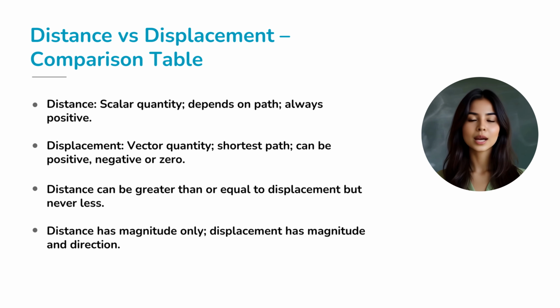Let's do a quick tabular comparison to seal the concept. Distance is a scalar. Displacement is a vector. Distance depends on the path. Displacement doesn't. Distance is always positive. Displacement can be positive, negative, or zero. Displacement can be less than or equal to distance, but never more. These differences are crucial as we move ahead into velocity and acceleration, which also depend on these two quantities.